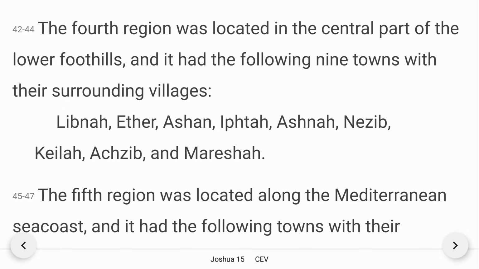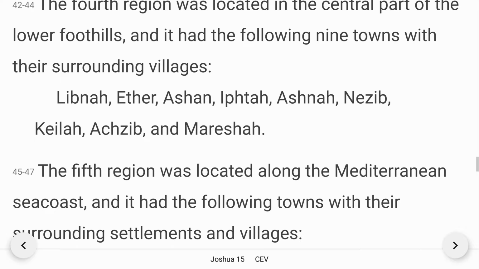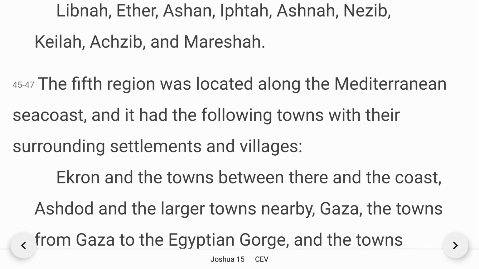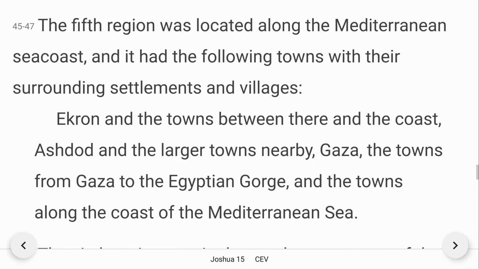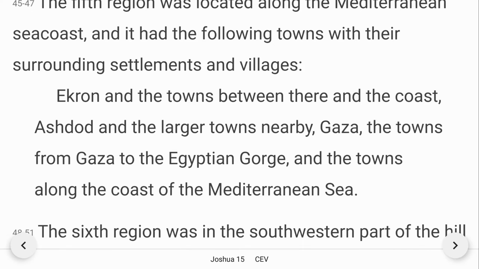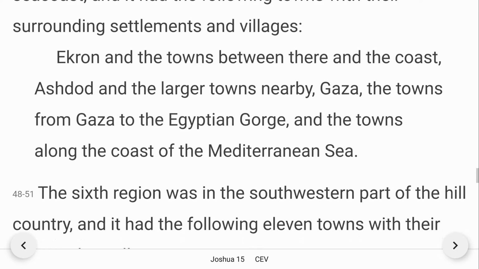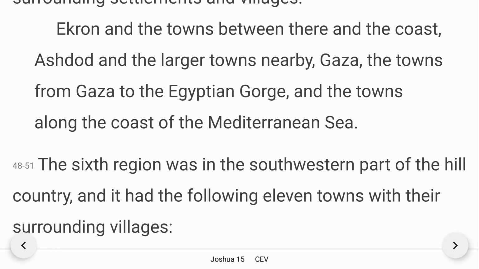Eder, Ashan, Ipata, Ashna, Nijib, Kerilah, Achinib, and Maleshaha. The fifth region was located along the Mediterranean Sea coast, and it has the following towns with their surrounding settlements and villages: Ekron and the towns within there and the coast, Ashdod and the large town nearby, Gaza, the towns from Gaza to the Egyptian Gorge, and the towns along the coast of the Mediterranean Sea.